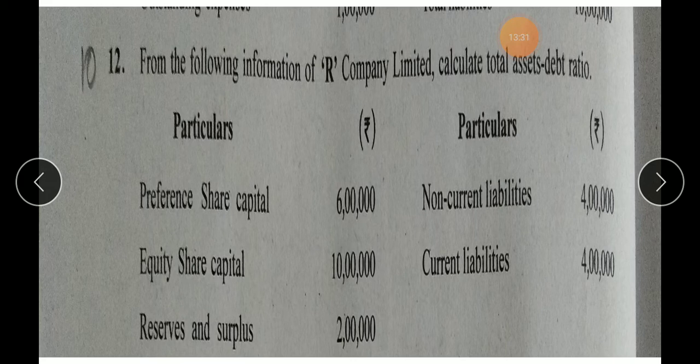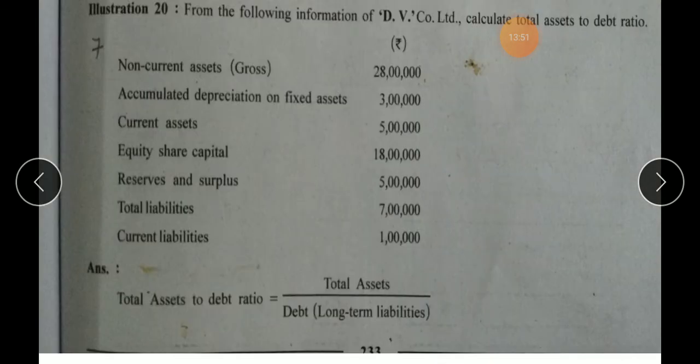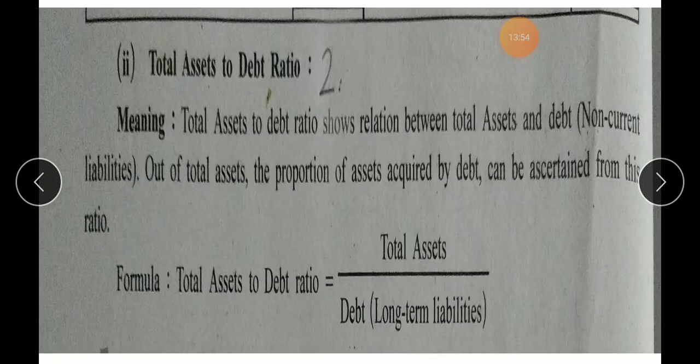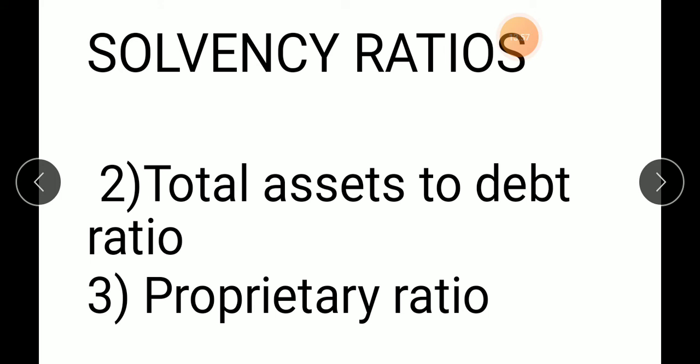Yes? Fine then. So we are done with total assets to debt ratio here. You will write down the formula for this at least 5 times in your book, and also you will do the illustrations and this sum as homework. Fine. So our next ratio for the day is the third ratio in solvency ratios, that is proprietary ratio. Alright, I repeat, the third ratio from solvency ratios is proprietary ratio that we are going to start and will understand.